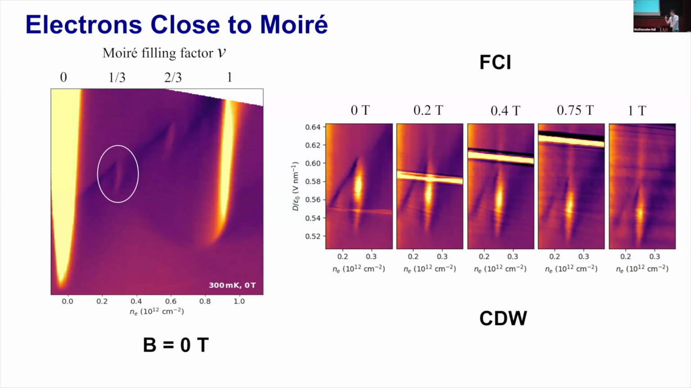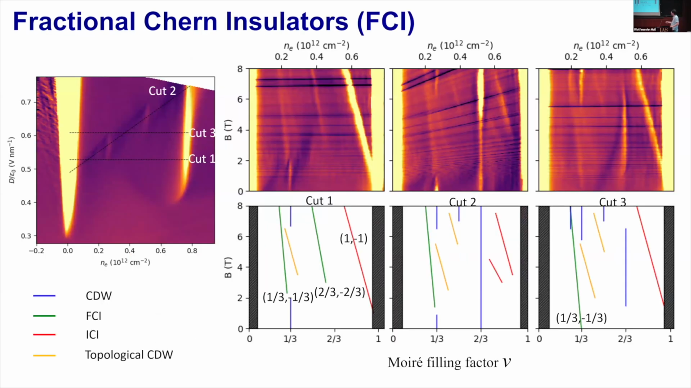It shifts with a fractional slope of 1/3 or -1/3. It shifts to the lower density part, okay? And another way of looking at this coexistence of CDW and FCI, and its evolution as a function of magnetic field, is to, again, do the Landau fan. This is the same plot I was showing you. And now I'm going to cut it in different directions and do Landau fan measurements. Okay, I'm going to do 3 cuts.